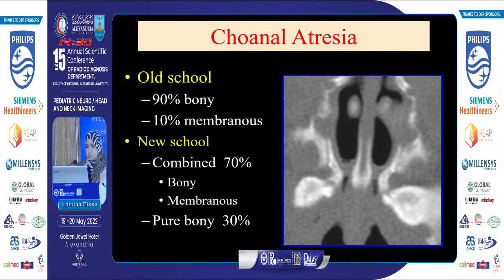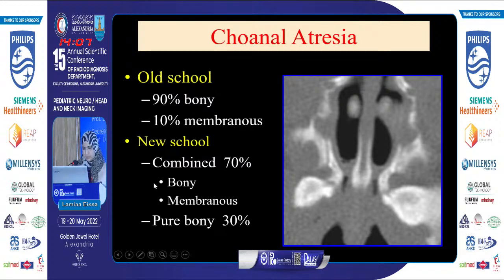In the old school, they considered that 90% of choanal atresia are bony, caused by a bony atretic plate, and 10% membranous. Here we are showing that there is a membranous type, and the bony type is formed by bony encroachment or caused by a bony plate. So this is the difference between the two schools.